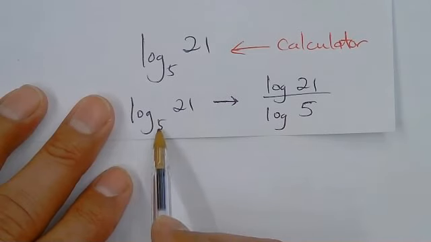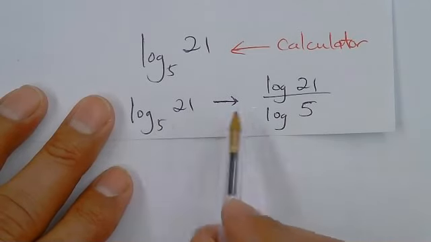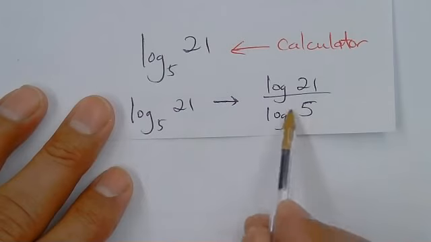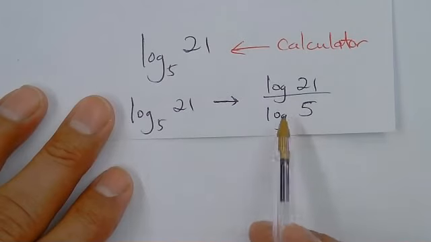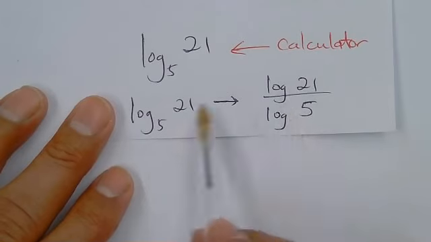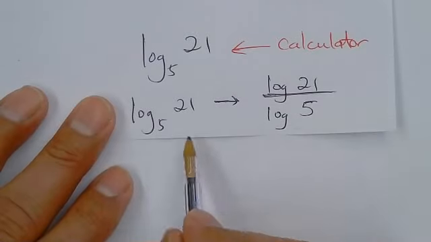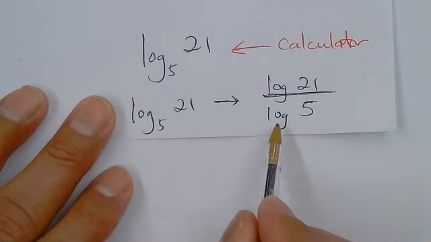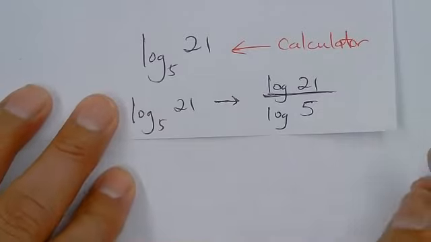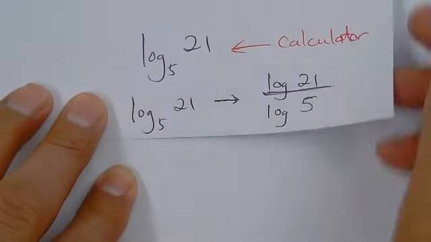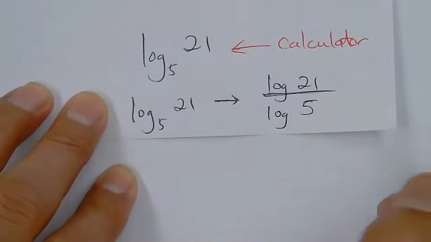You cannot enter this one directly because the calculator does not work on base 5. So how do you do it? You change it, this is the way to do it so that you're able to figure it out and use a base of 10. Take the logarithm of the top, the 21, divided by the logarithm of whatever this base is, or the bottom.